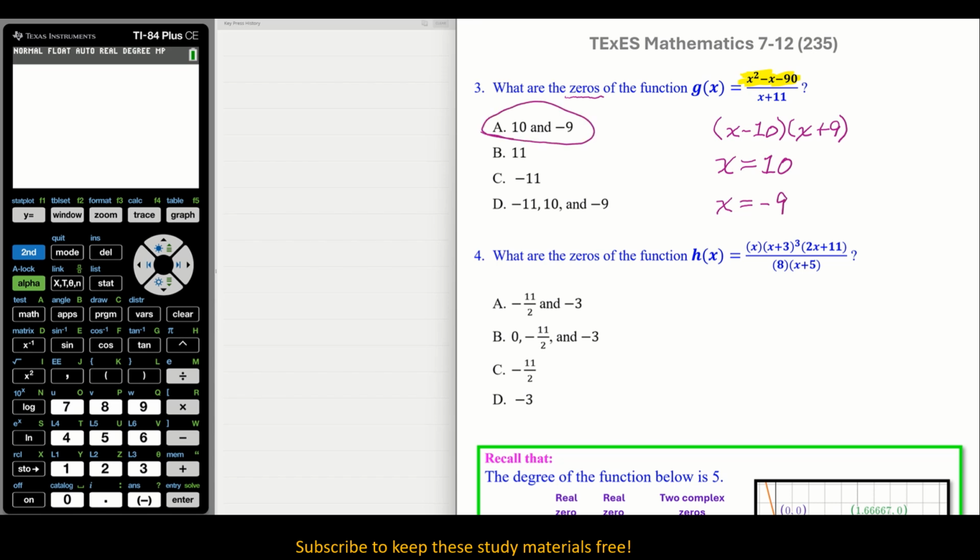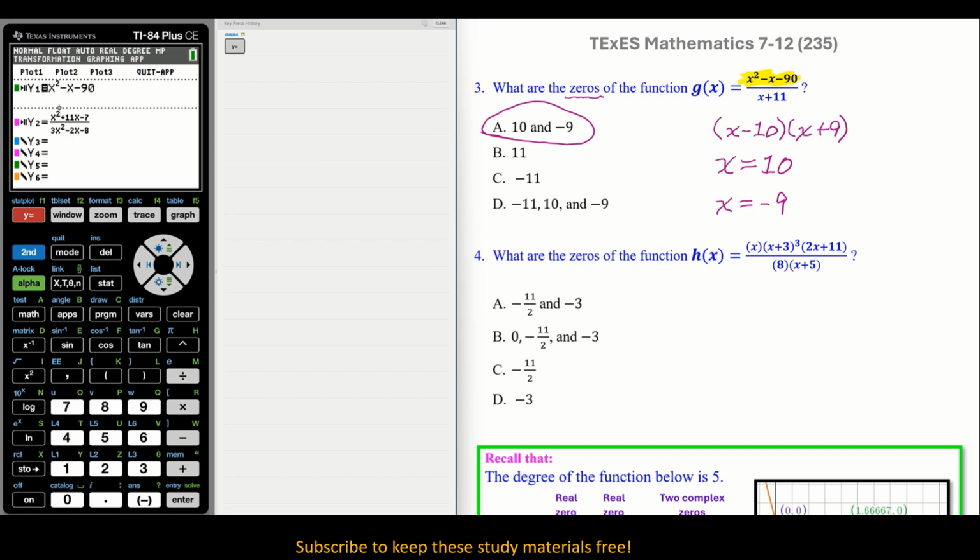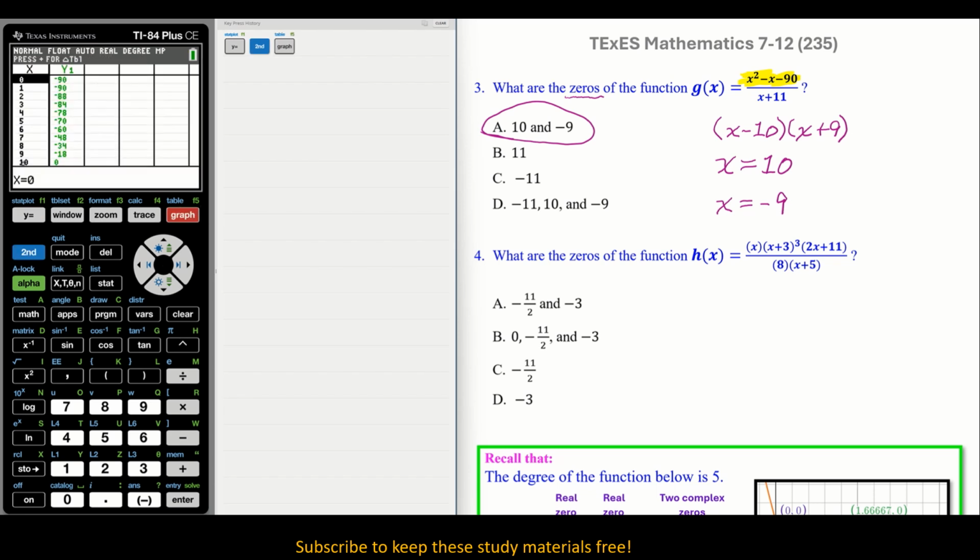But let's put this in the calculator and verify with a table. Okay, I have it in the calculator. Notice that it is on, whereas the y2 is not on any longer. Okay, so let's push second graph, and we can see to begin with that 10 and 0 is correct, and you go down to negative 9, and it should give us a y equal 0. Yes, our y value is 0 at negative 9. So those are two places where it crosses the axis.